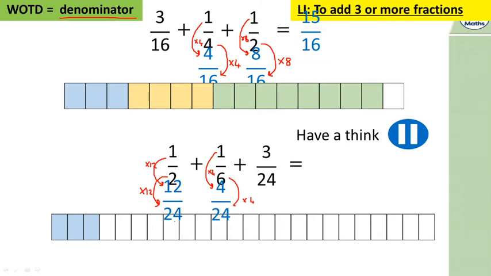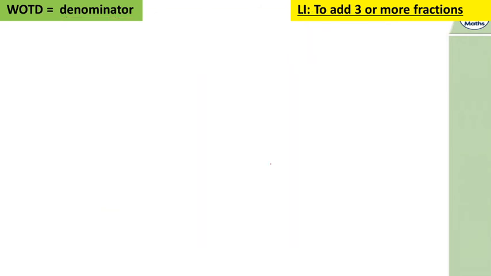So you have 12/24 plus 4/24 plus 3/24. So let's put those in. We can see that we have 19/24. So well done if you got that. Okay, so a similar type of question of looking at adding 3 or more fractions. What about making those denominators the same? We're just going to look at it represented slightly differently.